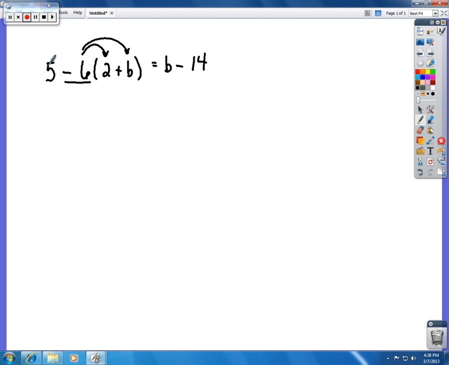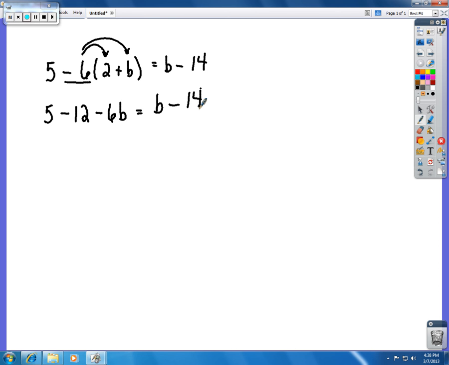This 5 is going to get left alone for now. So we've got 5, and then we've got negative 6 times positive 2, which gives us negative 12. And then we've got negative 6 times positive b, which is negative 6b. And then over here on this side, we've got b minus 14.